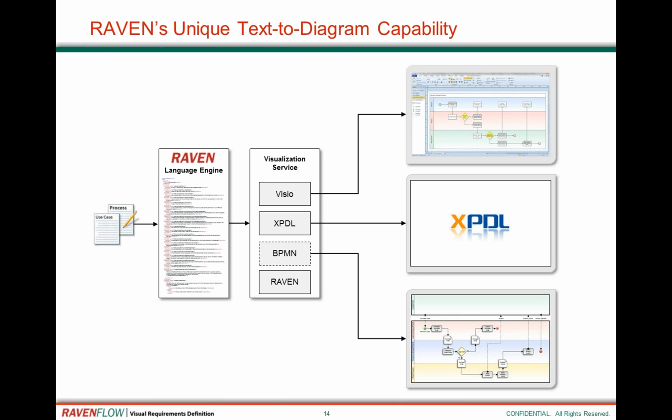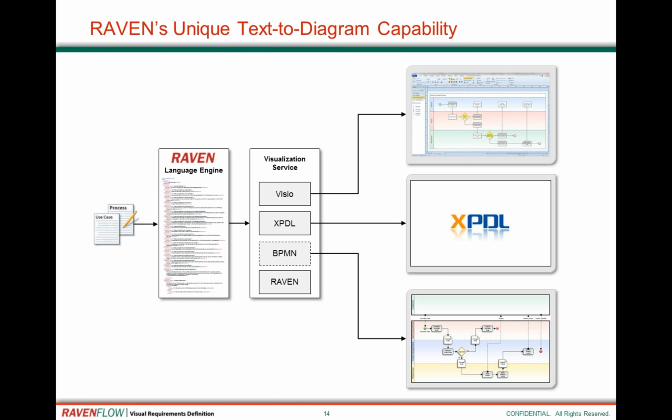One of the things I'll be pointing out in that demonstration is whether this is a business process or a portion of a business process that some people might refer to as a use case, a specific interaction between a user and a system, for example. We all take these things in as a narrative, a description in natural language text of that process, pass it into the Raven language engine, and then we have this very powerful visualization service that basically takes what the Raven engine produces and generates different diagrams from that.